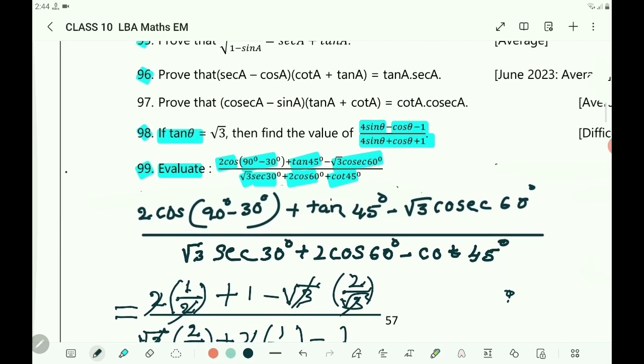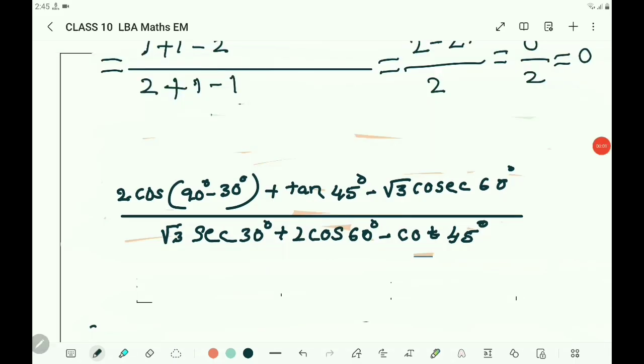So you got that 2 cos 90 minus 30 degree plus tan 45 degree minus root 3 cosec 60 degree root 3 secant 30 degree plus 2 cos 60 degree plus cot 45 degree is equals to 0.